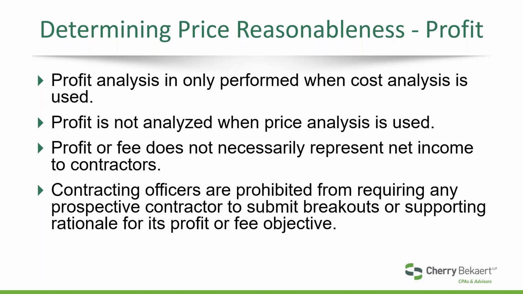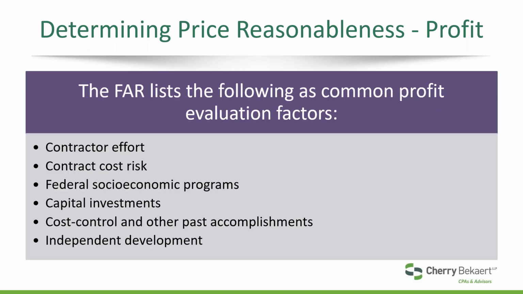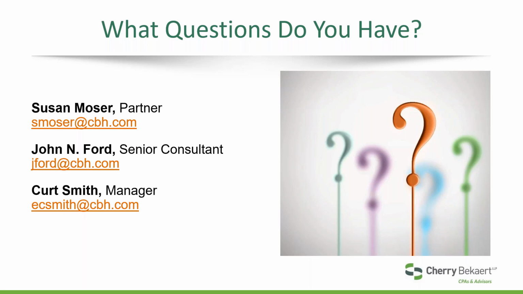So big difference there. Contracting officers are prohibited from requiring any prospective contractor to submit breakouts or supporting rationale for its profit or fee objective. The FAR lists the following as common profit evaluation factors: contractor effort, contractor cost, risk, federal socio-economic programs, such as the 8(a) program, capital investments, cost control and other past accomplishments, and independent development. That was a quick run through profit.